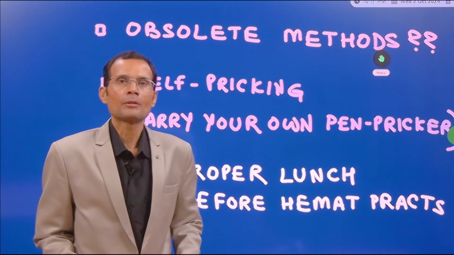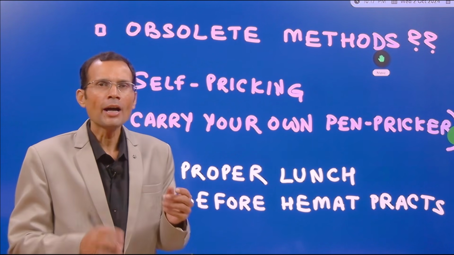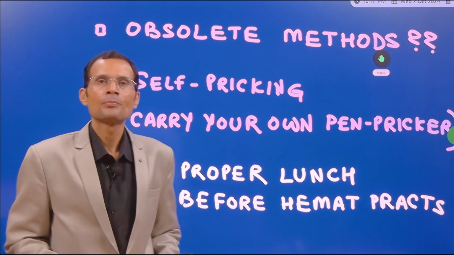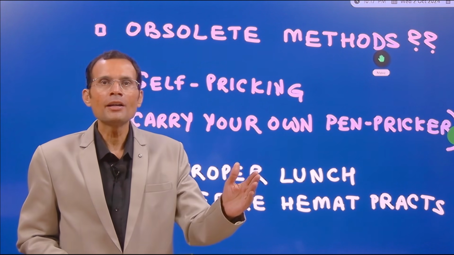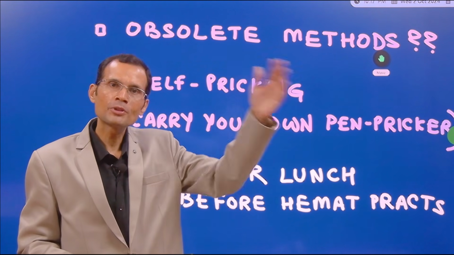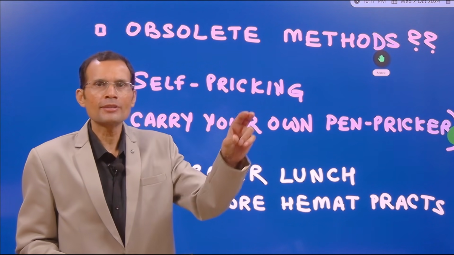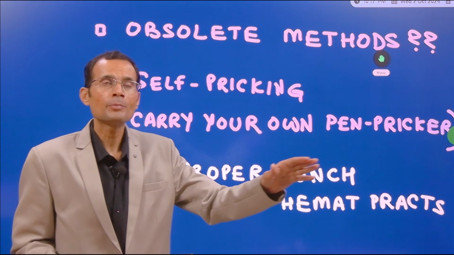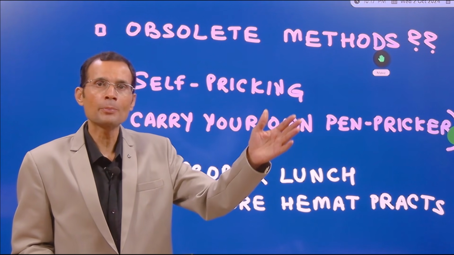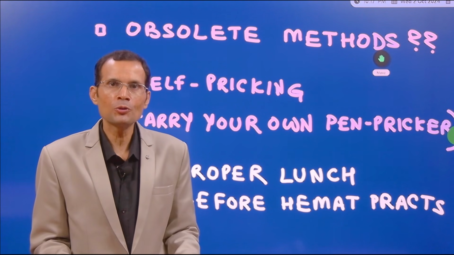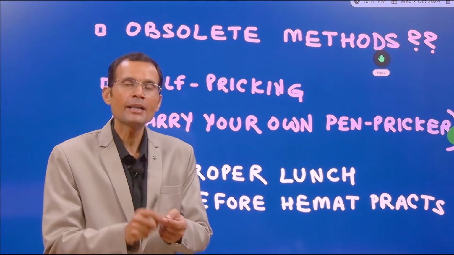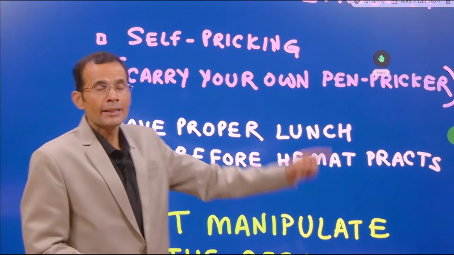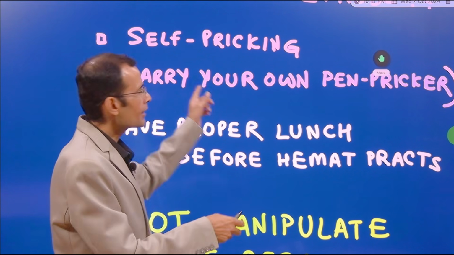Coming to the self-pricking part, many of you might think, why do we have to prick ourselves and injure ourselves? That's quite scary. We can't provide ready-made samples to you from the hospital side, because those samples are not checked for all the diseases. So it's not safe to handle those blood samples from the hospital. The safest thing to do is take your own blood sample and handle your own blood sample. That will be the easiest part. Okay, carry your own pen pricker for these experiments.